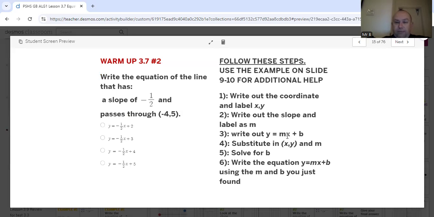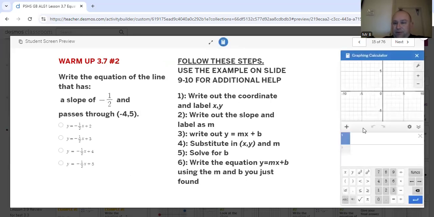So where it says y, I know that y in this question is 5. So I would have 5 equals m is negative 1/2, x is negative 4, and then I'll put plus b. Now, we know part of this line already. So the fact that it says it has a slope of negative 1/2, I know it starts with negative 1/2 x, but unfortunately, so do all of these lines here.